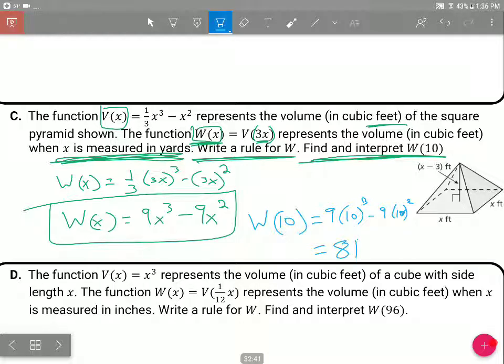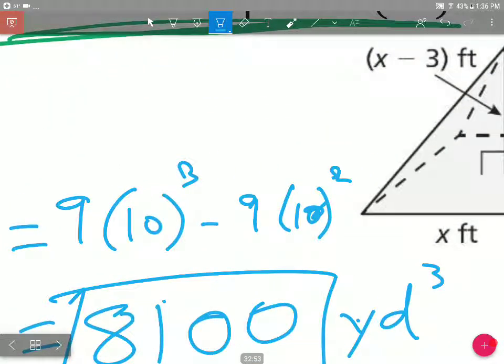There you go. Booyah. So 8,100 cubic yards will be your final answer. And I'll clean that up real fast.